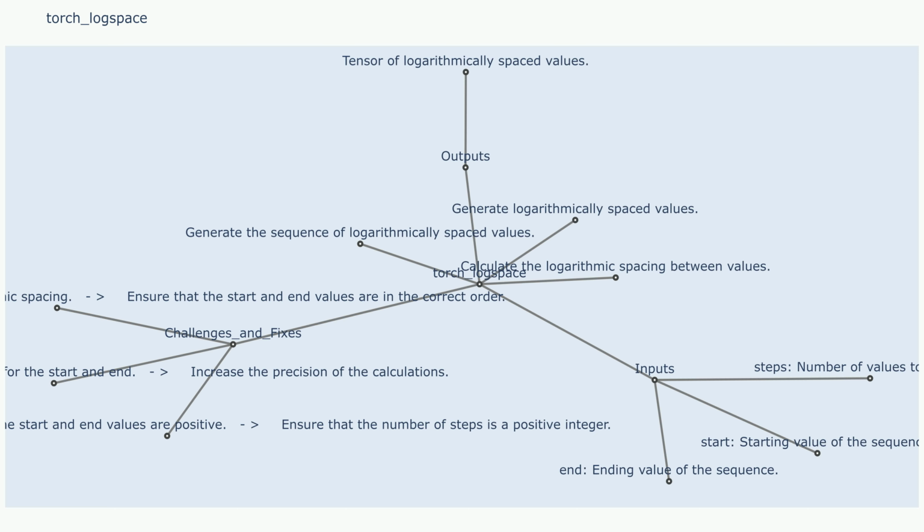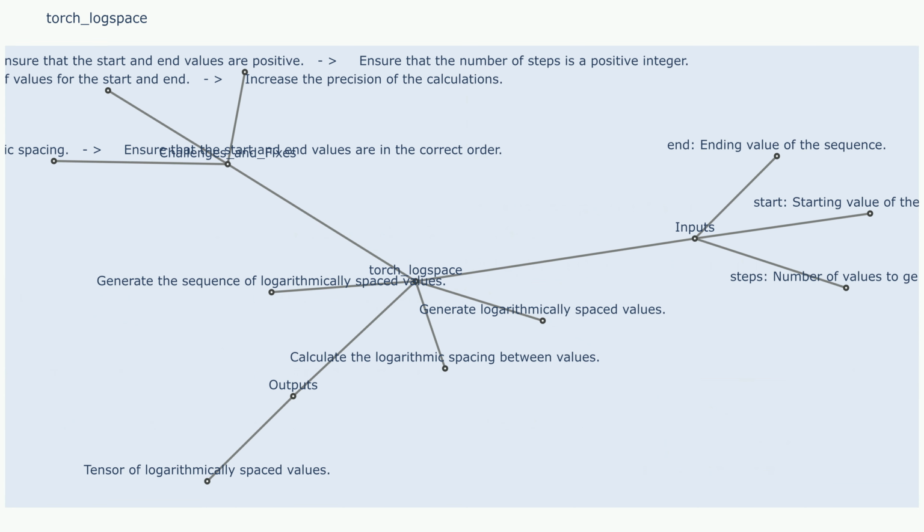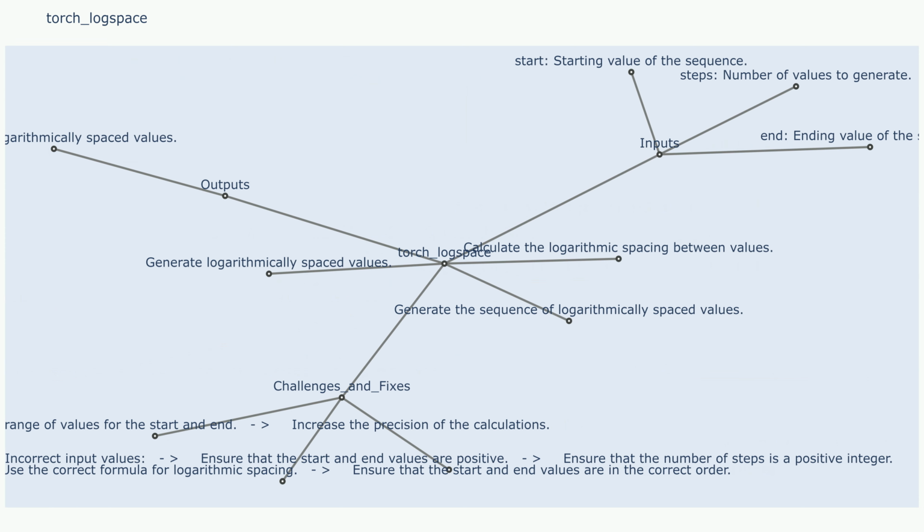torch.logspace. Description. The torch.logspace function creates a one-dimensional tensor with evenly spaced elements in logarithmic scale. Inputs. Start: the starting value for the logarithmic sequence. It must be a float. End: the ending value for the logarithmic sequence.